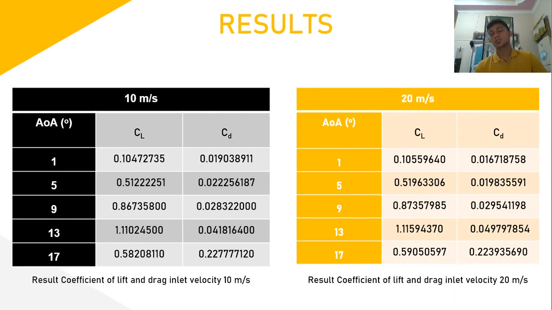After we set up and just click run and wait for a result. This is the result of CL and CD, coefficient of lift and coefficient of drag, at inlet velocity 10 meters per second and 20 meters per second. But it's very difficult to understand this.